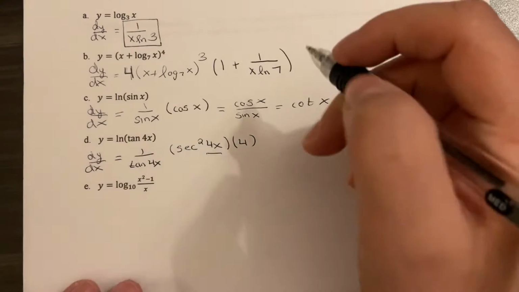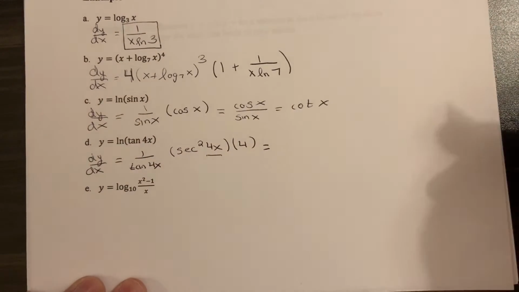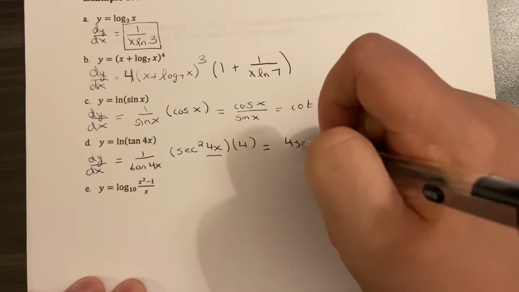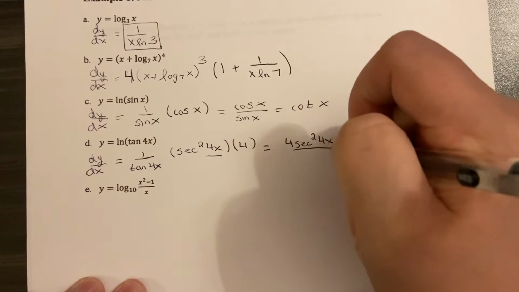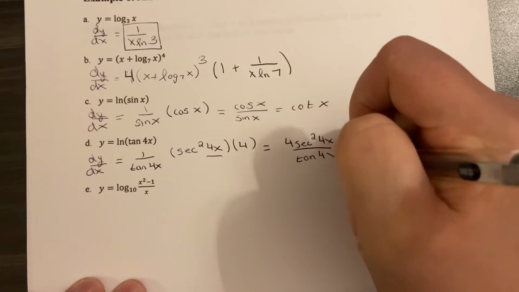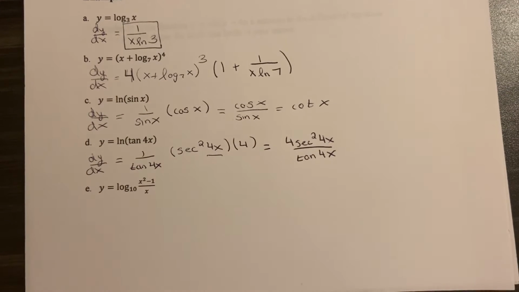Okay. And then all I did was I took a line and just rewrote it better. So like 4 secant squared 4x all over tan of 4x. And I just left it like that.